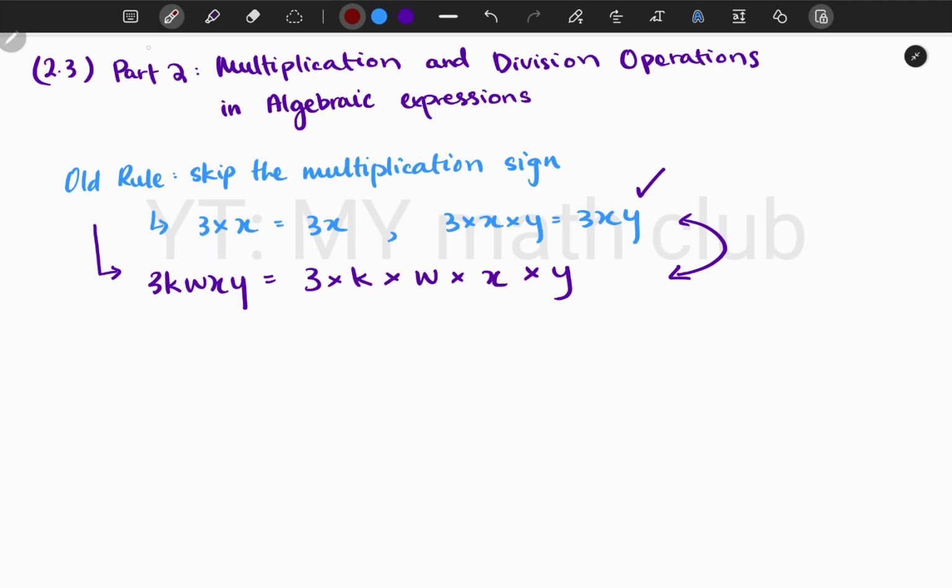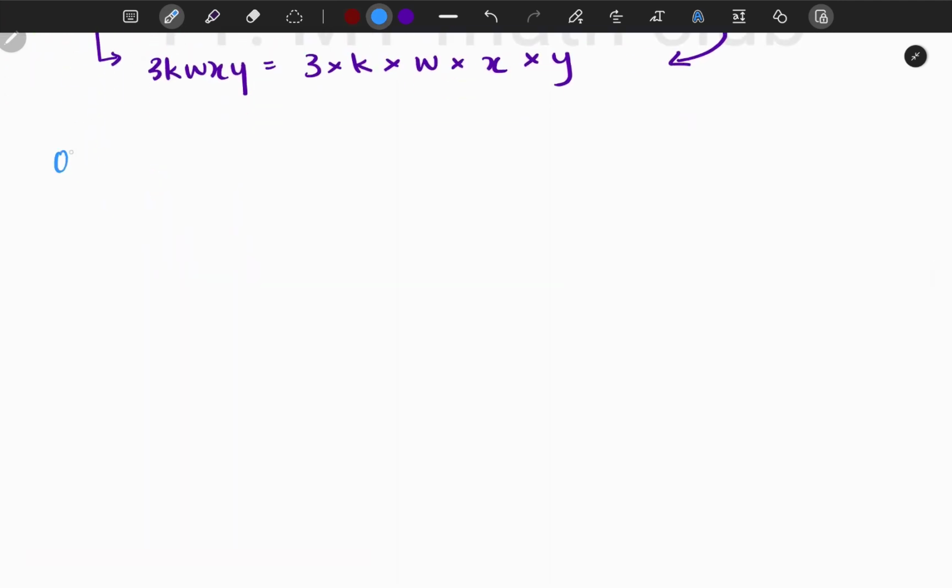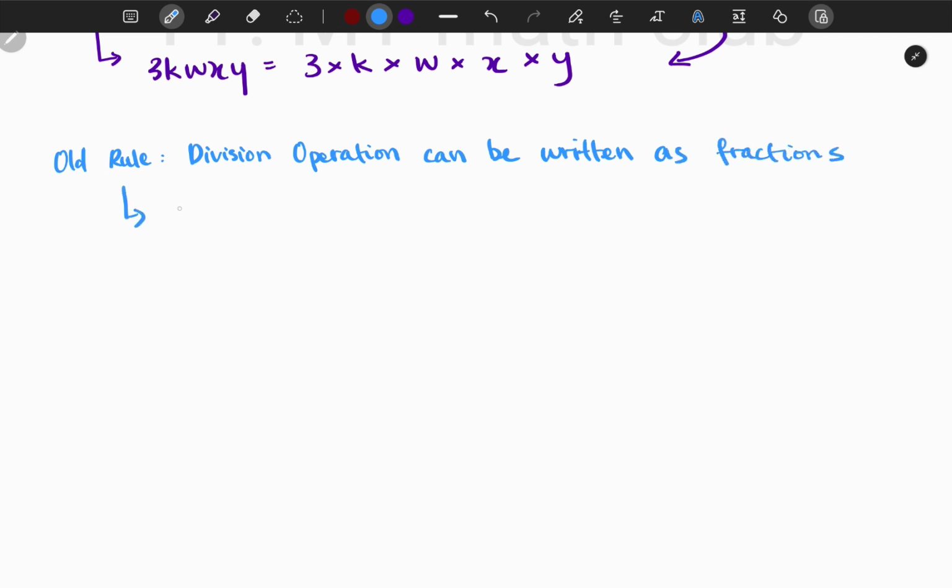So there you go. Okay, before we discuss the next new rule, let's also recap another old rule from chapter 2.1, which is that division operations can be written as fractions. So let's say k divided by 4 is just k over 4. And to add on to that, understand that 2k over 4 actually just means 2k divided by 4, and the 2k is a multiplication, so it means 2 times k divided by 4.